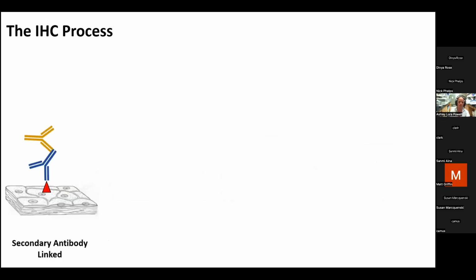For this next part, and this is the key part for both processes, an enzyme, a substrate, and a chromogen produces a colored precipitate, which is what we're going to view on the slide. And so there's many methods, many substrates, many enzymes, and many chromogens that can be used. And protocols can vary between labs and vary between antibodies. And there's different advantages and disadvantages to each one.